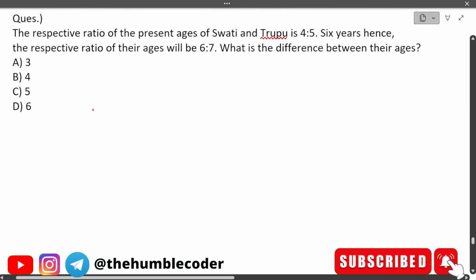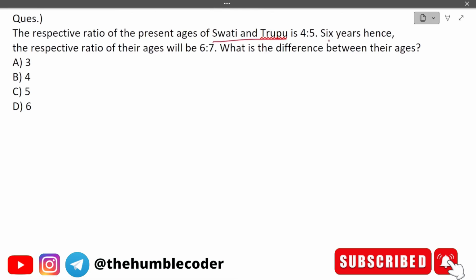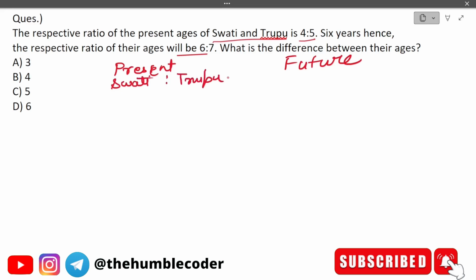Okay, so in this next question, we are given a ratio again. The respective ratio of present ages of Swati and Trupu is 4:5. 6 years hence, the respective ratio of their ages will be 6:7. What is the difference between their ages? So let's try to solve it in this way. Present ratio is given and hence means future. Okay, first let me write Swati is to Trupu. So the present ratio is 4:5. After 6 years the ratio becomes 6:7.